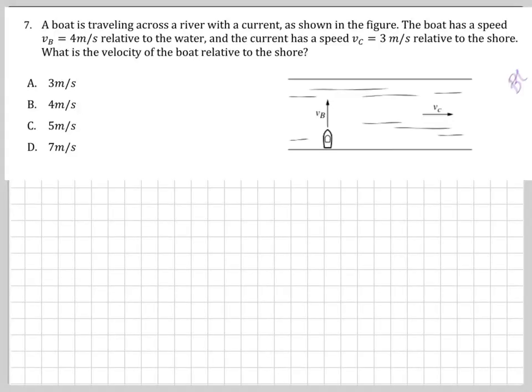This video is a continuation of the previous video on Unit 1 Kinematics for AP Mechanics. Here we have a boat which is traveling across a river with a current as shown in the figure. And there are two velocities given to us, VB and VC. VB is relative to water. So VB is equal to 4 meter per second. And VC is given to us as 3 meter per second.